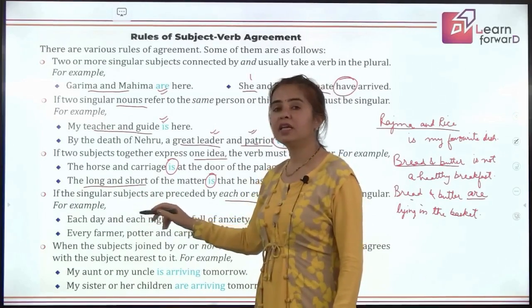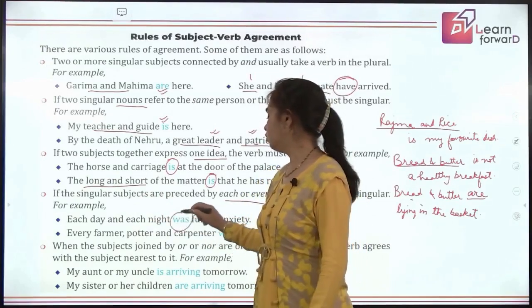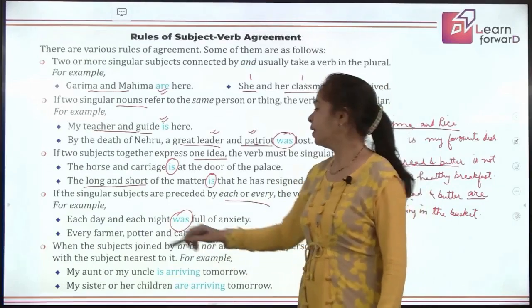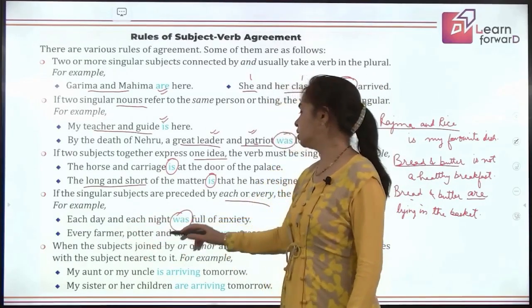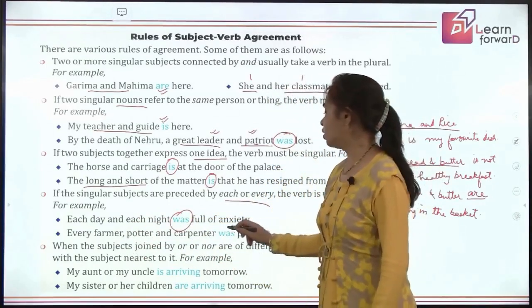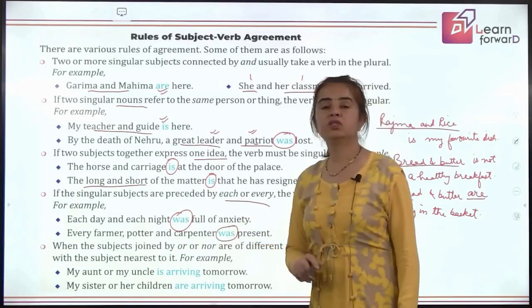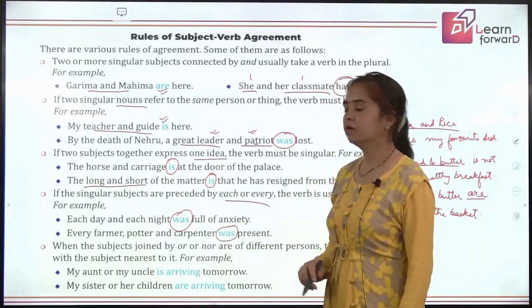They are taking each with them. It will be, was full of anxiety. Every farmer, potter and carpenter. We are talking about them as individual units. So we'll be saying was present, right?